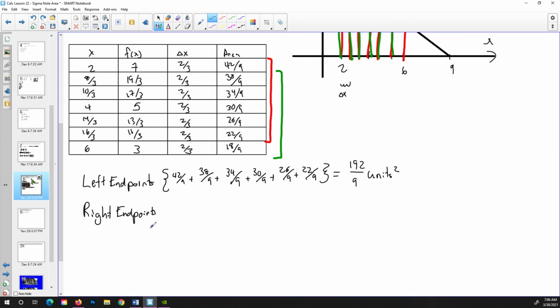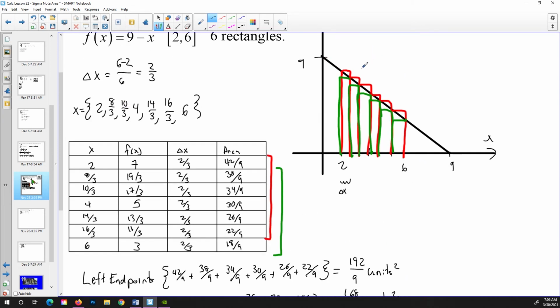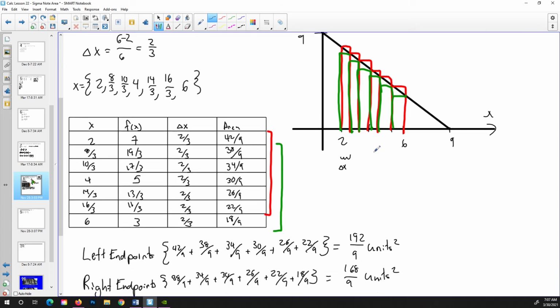And then if I want to do the right endpoints, again, I'm starting here, so it'll be 38 over 9 plus 34 over 9 plus 30 over 9 plus 26 over 9 plus 22 over 9 plus 18 over 9, and that ends up equaling 168 over 9 units squared. Now, the red rectangles are going to be an over approximation, and the green rectangles will be an under approximation.